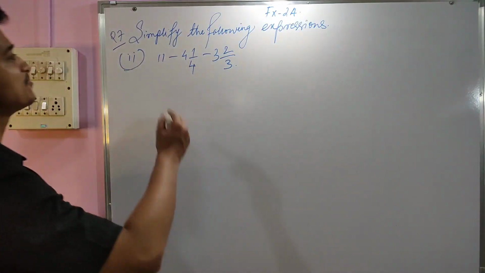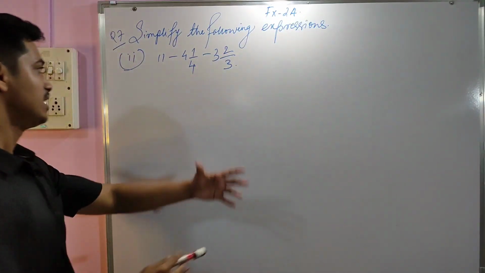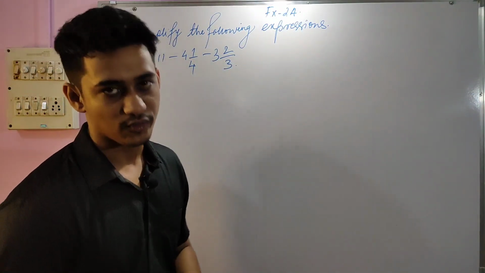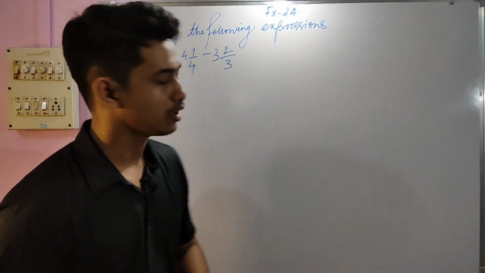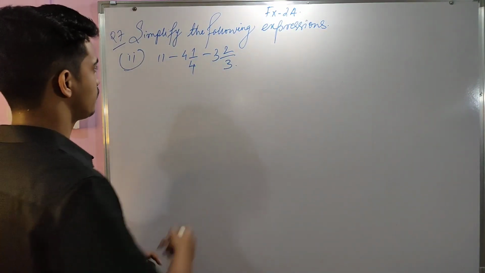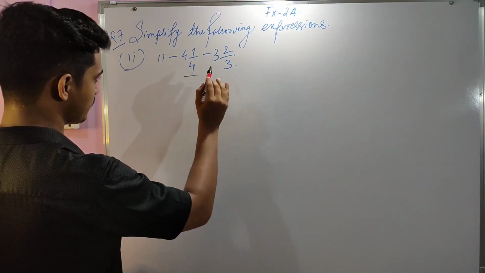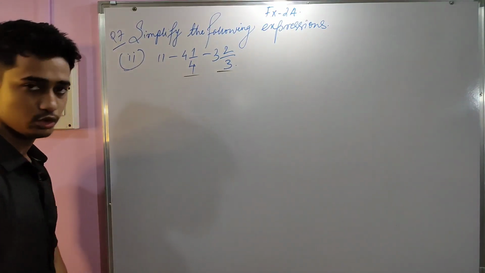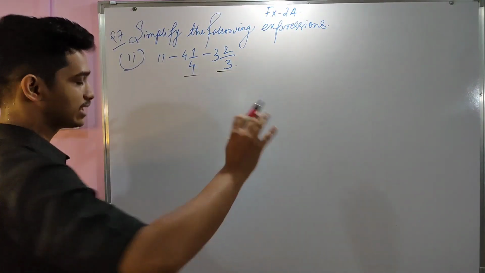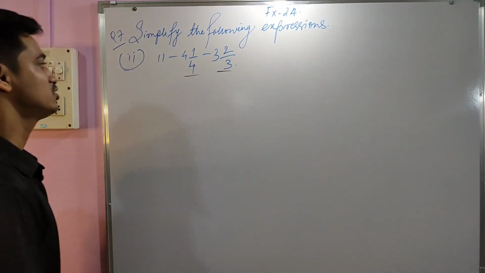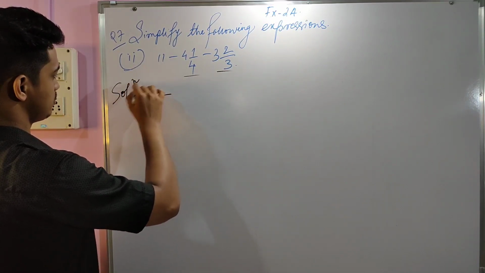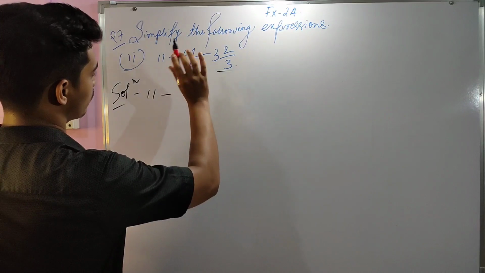Question number 7 is simplify the following expression. Here 3 different fractions are given and we have to find out the answer of this particular expression. First of all, we have identified there are 2 mixed fractions. So first we have to calculate that mixed fraction and we can easily convert it into improper fraction. That is our first task. Write the solution.